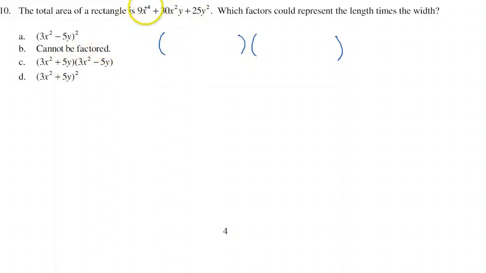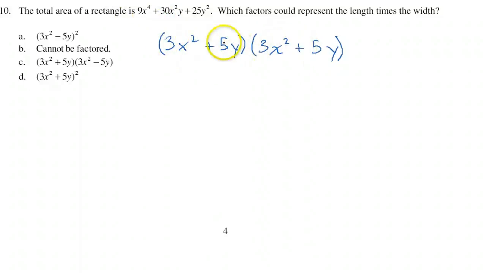So we think, though, what times what is 9x to the fourth? And I can think that's 3x squared times 3x squared. And then I also think, well, now working on the back, what times what is 25y squared? That's going to be 5y times 5y. And so these both have to be the same signs, and then it's plus in the middle, I'll put a plus in the inside.